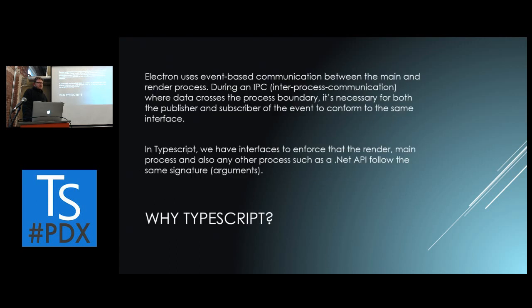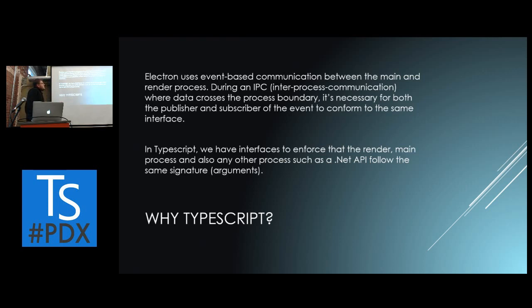So why TypeScript? Well, Electron uses event-based communication between the main and render process, right? There are two processes, main and render, in Electron, where a typical web application has one thread. Here, you have the concept of the main and render process and the ability to communicate between those two. It's called IPC, which is inter-process communication. Data crosses the process boundary. So you have this publisher to subscriber pattern going on there, and you could use an interface to write a contract between those two.